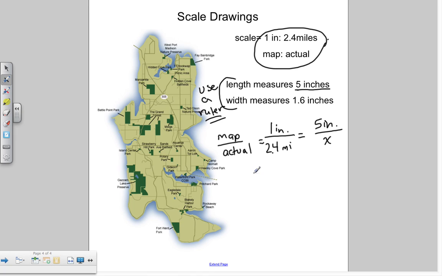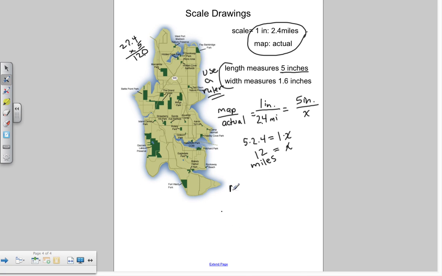Okay, cross multiply. 5 times 2.4 equals 1 times x. Well, 5 times 2.4, let's do the math over here. 20, 10, 11, 12, move the decimal, I get 12. So I get x equals 12. Well, what does that mean in real life? Go back. X was referring to miles, which is the actual distance. So the actual length of the island is about 12 miles. Okay, well, what about the width?